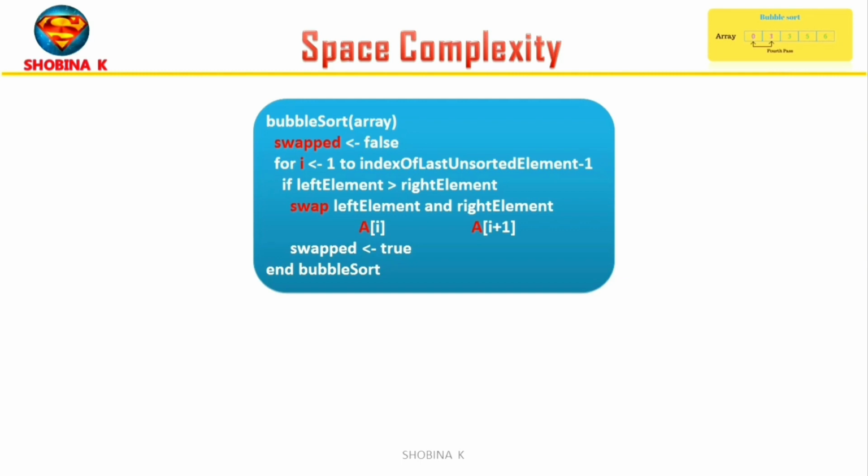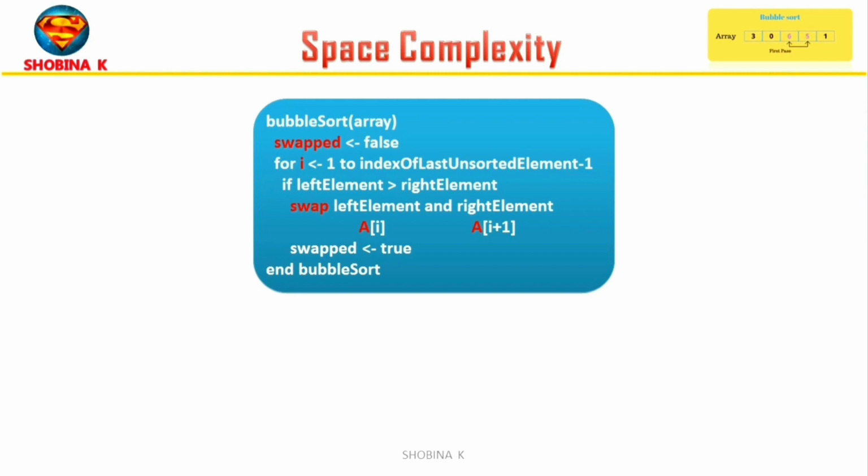And here we have an array A. Apart from the array, we have the variable swapped. We have an intermediate variable swap. Also we have a variable i. So to swap two elements, that is the left element and the right element, we use a variable swap. Here the left element is A of i, the right element is A of i plus 1. So we need to create 3 variables. So the space complexity is order of 1, which is a constant value.